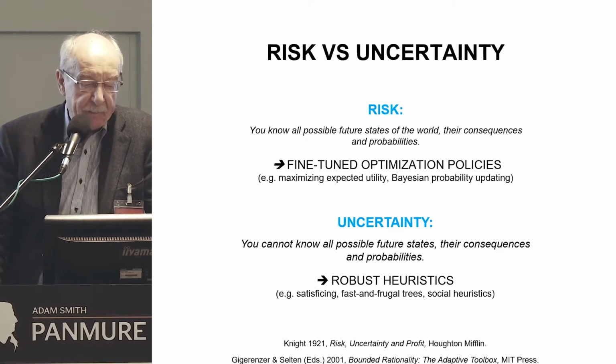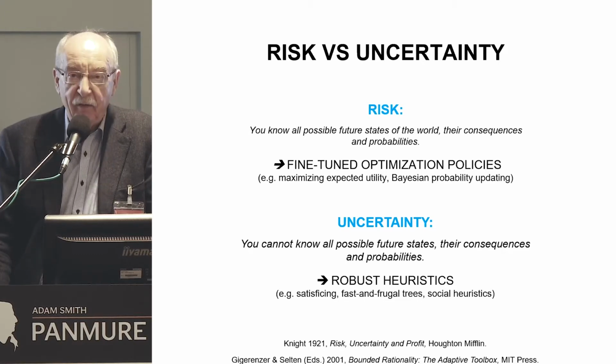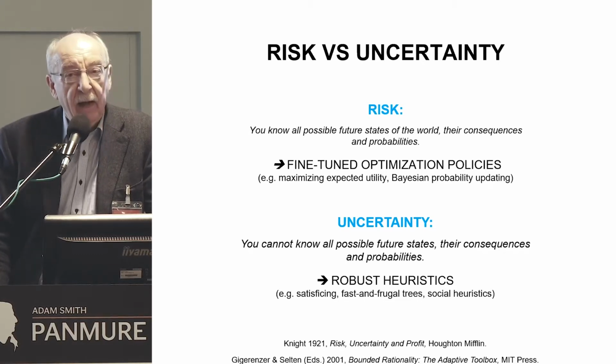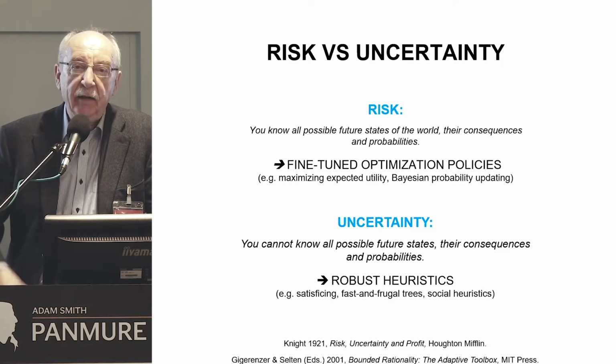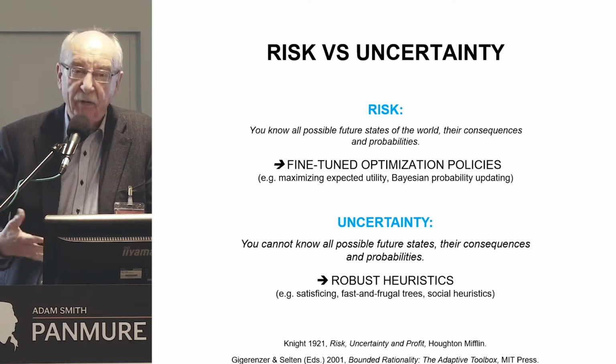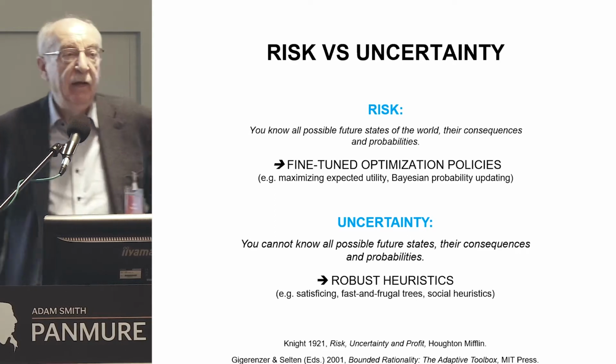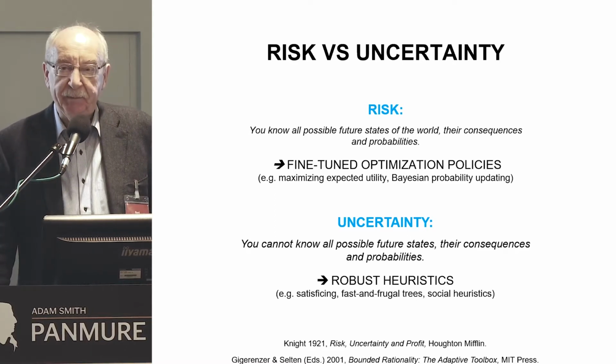So how do we deal with situations of uncertainty? And I will give you an introduction today in the kind of tools that I research, which are heuristics. An example of satisficing, fast and frugal trees, social heuristics. But let me start with a story.